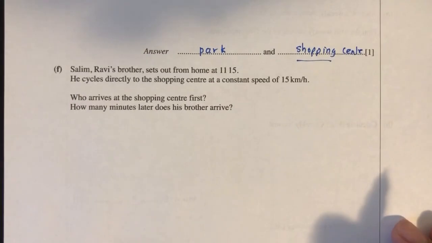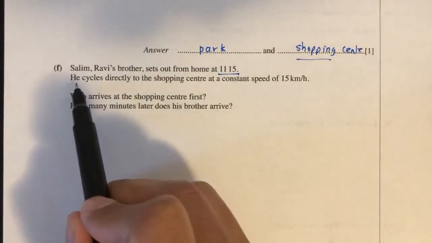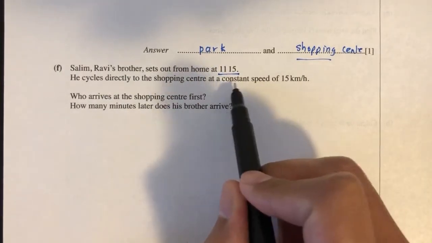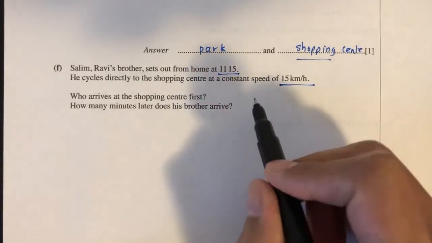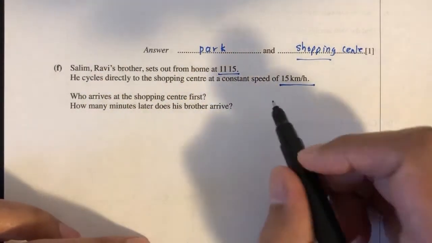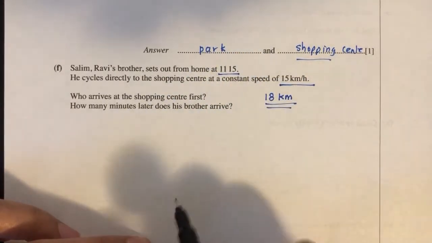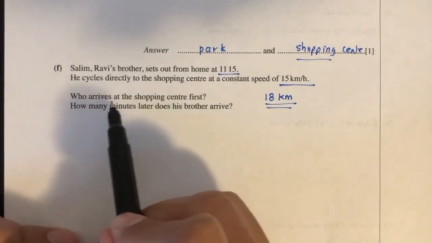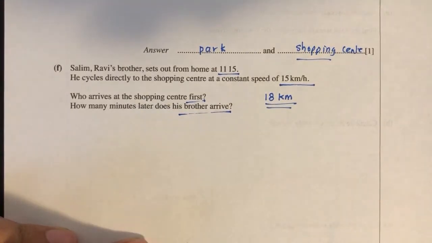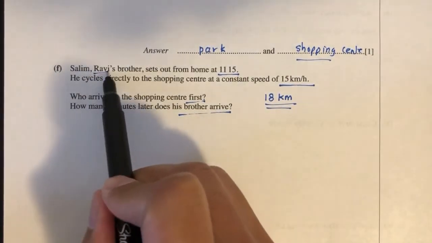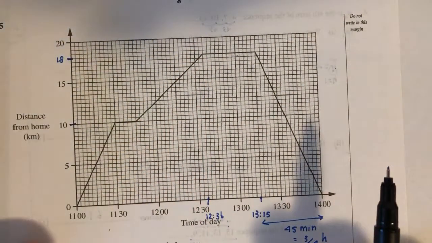Now part F. Salim, Ravi's brother, set out from home at 11:15. He cycles directly to the shopping center at a constant speed of 15 km per hour. So that is his speed. We also know from the graph that the distance from home to the shopping center is 18 km. So who arrives at the shopping center first? How many minutes later does his brother arrive? Let's first find out what time Ravi arrives. From the graph, Ravi arrived at 12:36.